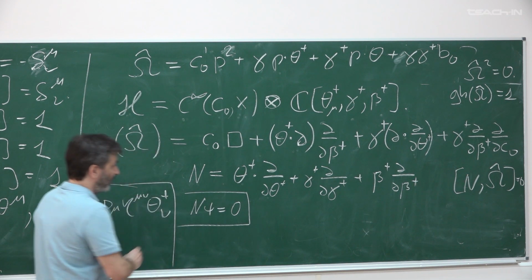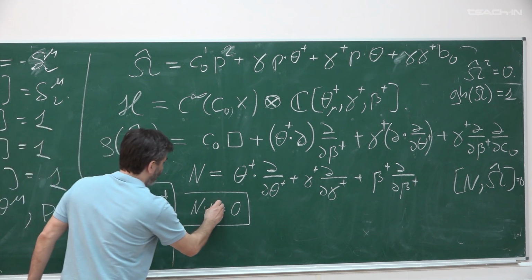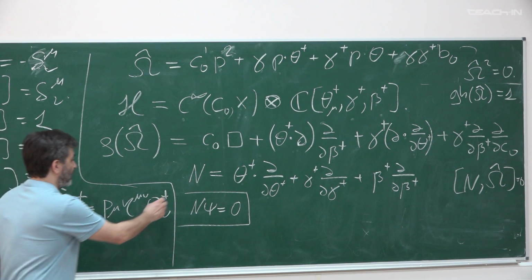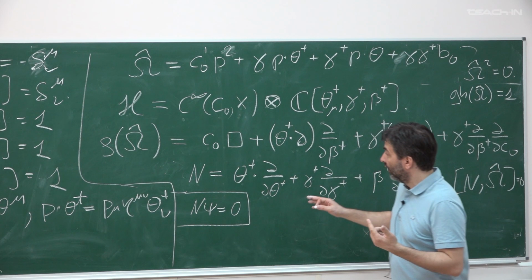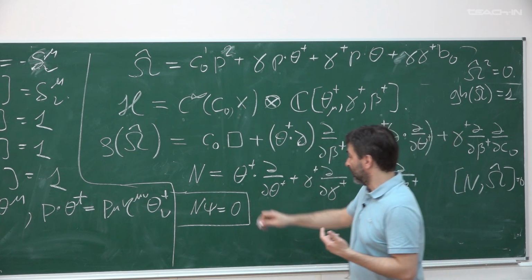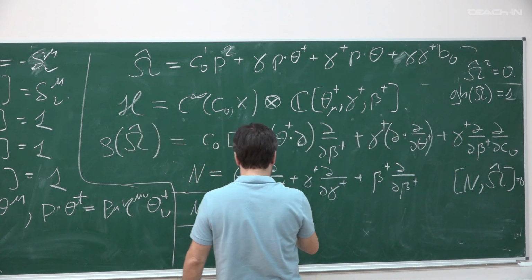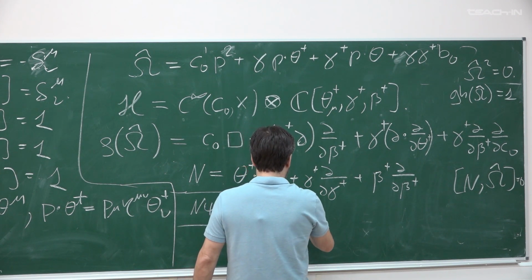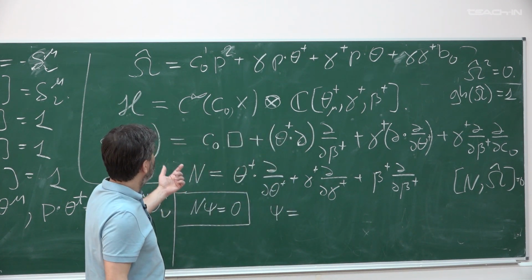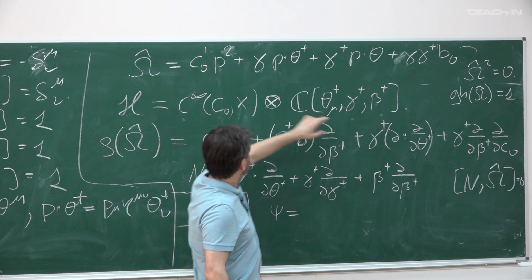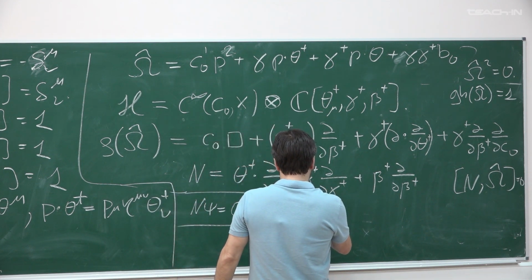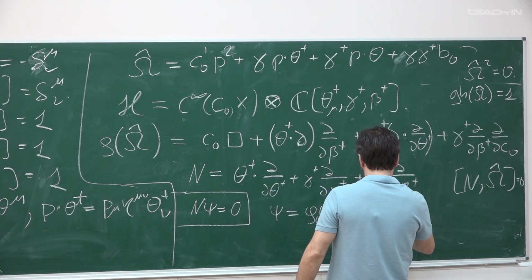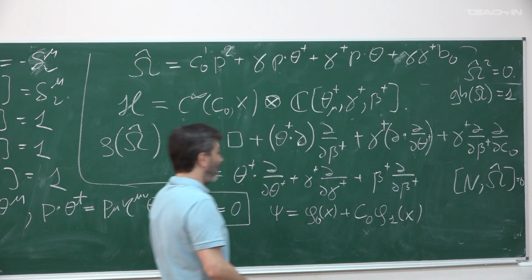This is a trivial case. So what happens? What is a generic state from H, a vector from H, which satisfies this condition? So you see, all these daggered variables are not allowed. So we only have C naught and X. So a generic state looks like this: phi naught of X plus C naught phi 1 of X. All other terms are not allowed.